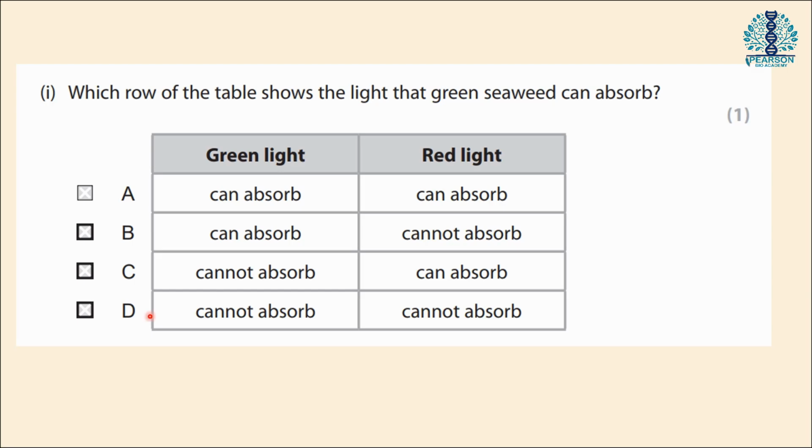And here the question is, which row of the table shows the light that green seaweed can absorb? The green seaweed will reflect green light, so it cannot absorb it. Red light, it can absorb. Therefore, your answer is C.